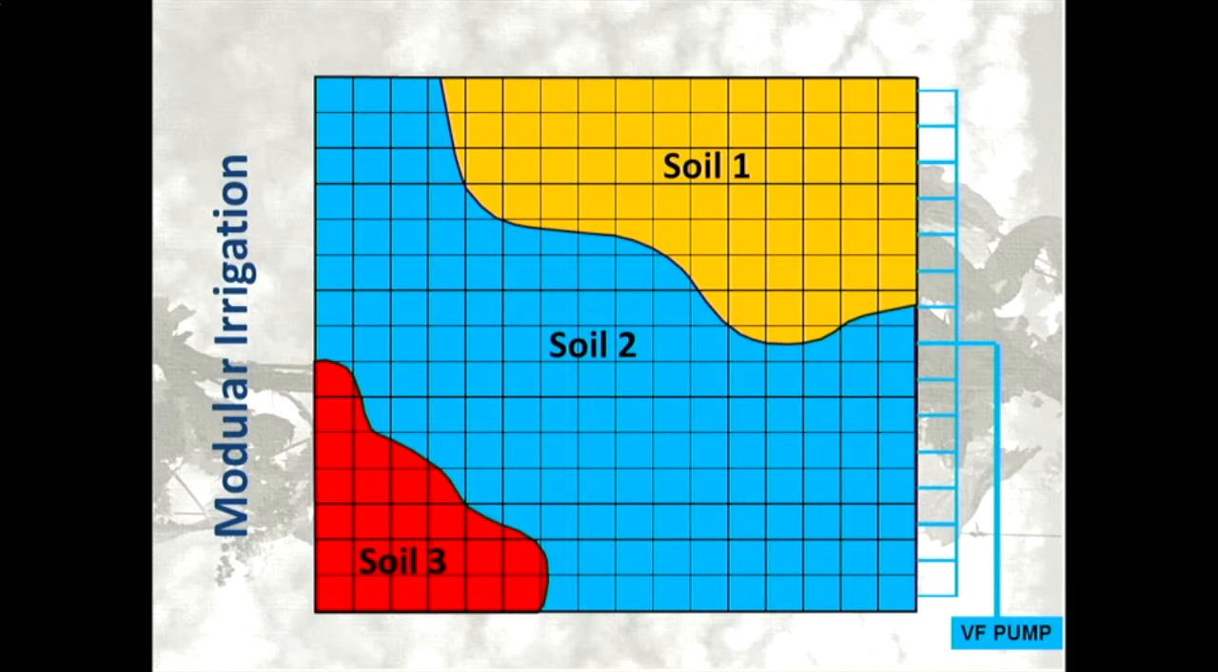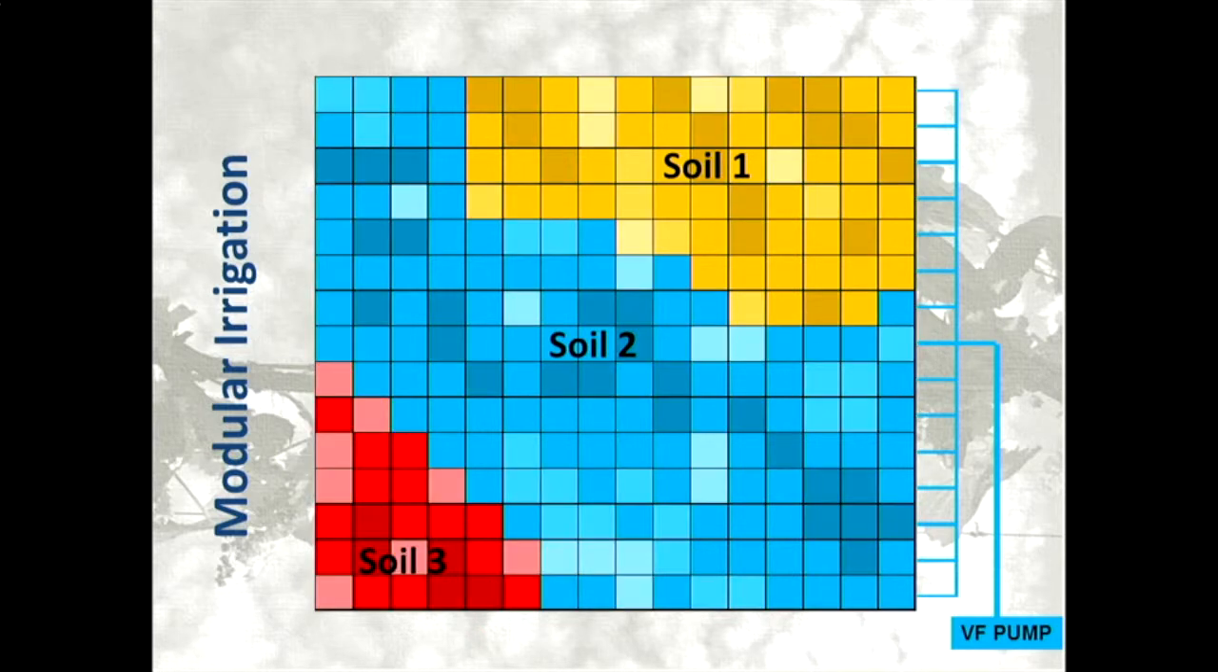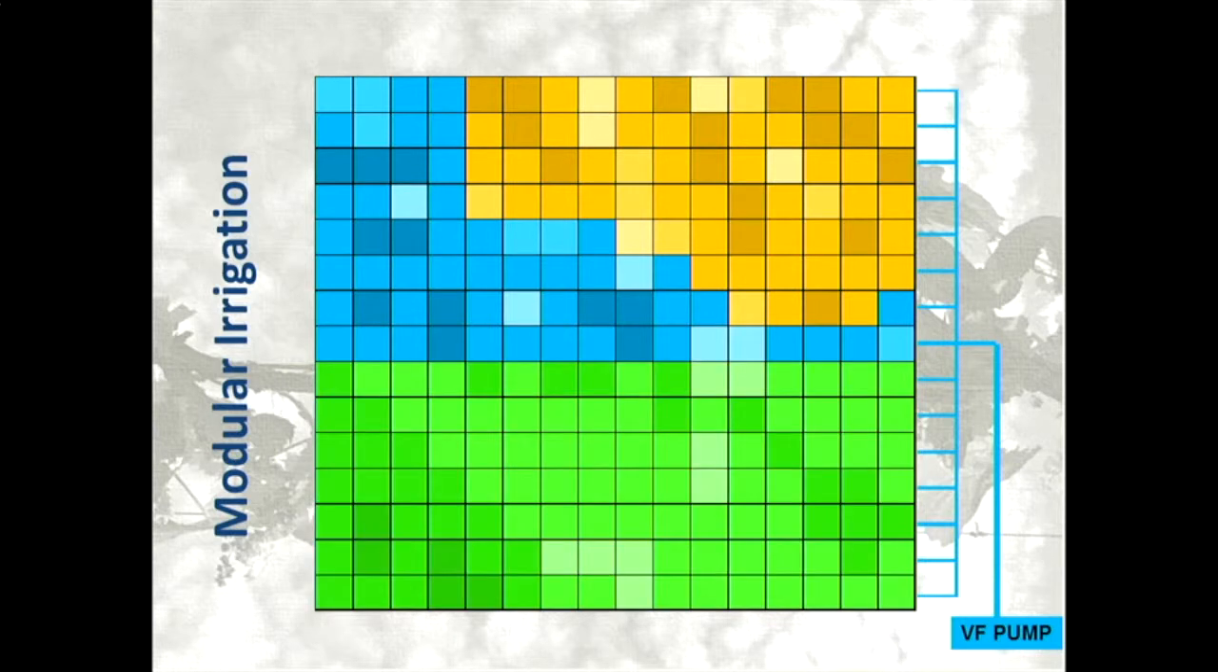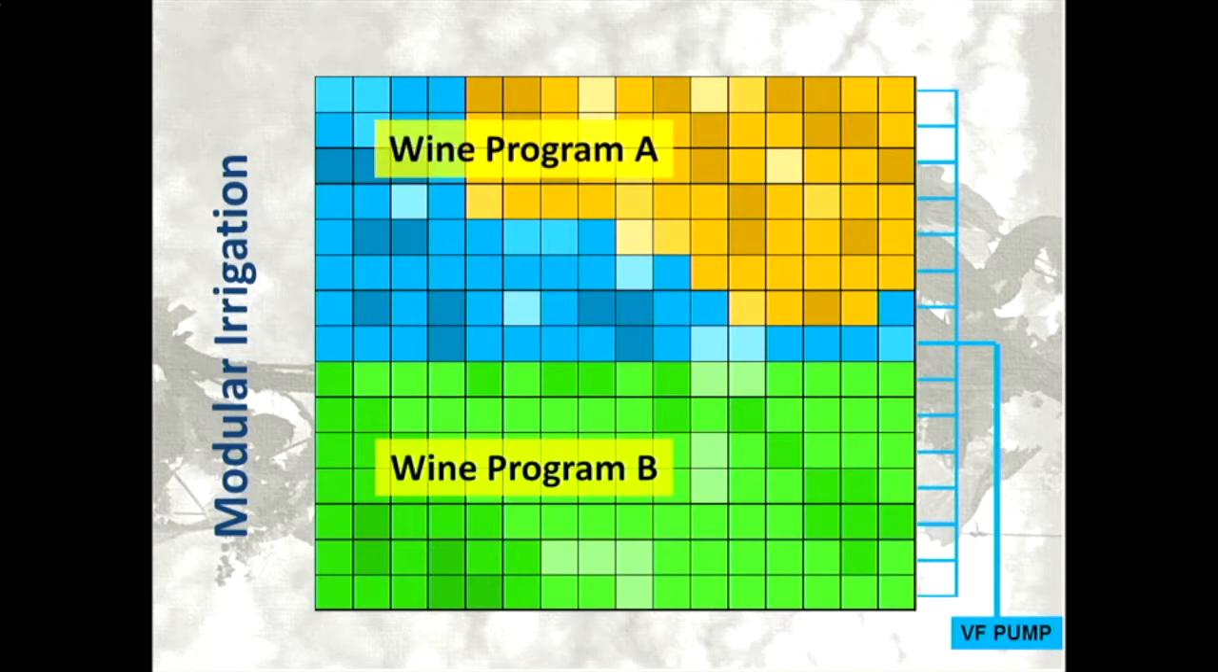And so what we're looking at is trying to very much target specific zones and very small areas where we can manage the whole field no matter what kind of differences we have. So we pixelize that into what we've sort of started referring to as pixel farming. And then if we want to, we can go into wine program A, wine program B, something like that.